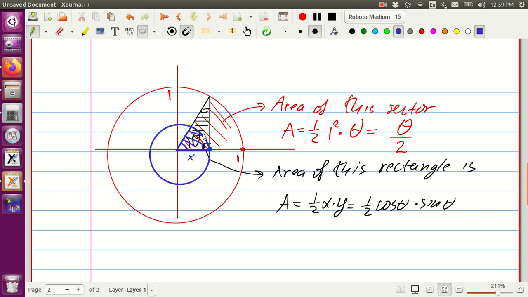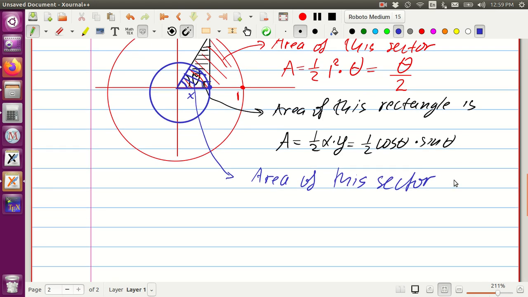And this sector in blue, so the area of this sector equals. So what do we need? We need 1/2 radius, and the radius we took was x. So it's going to be 1/2 of x squared times the angle, but the angle is the same theta as before.